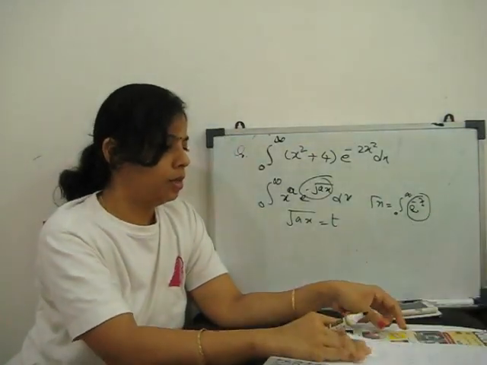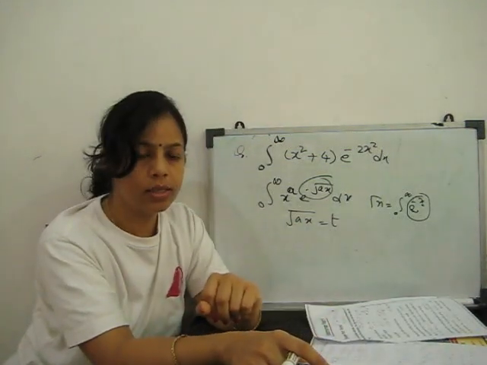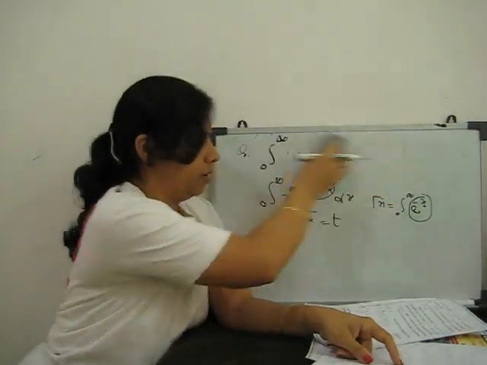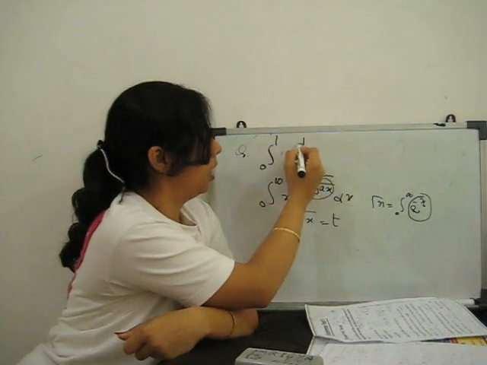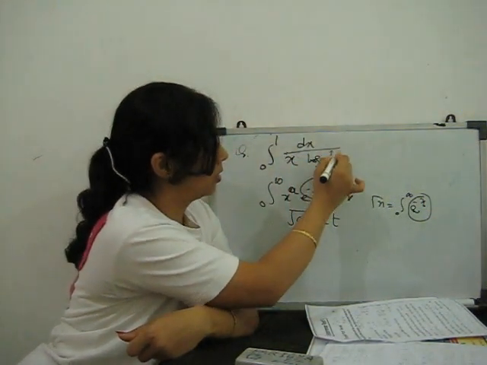Some more tips on how to convert. If you have a logarithmic function, then you put log x equal to t. Similarly, if the given function is 0 to 1 dx upon x log of 1/x.